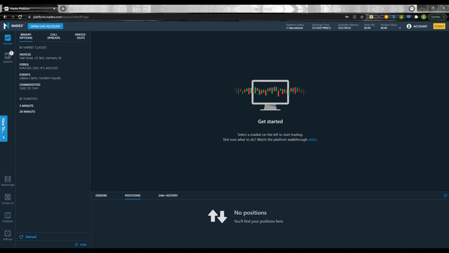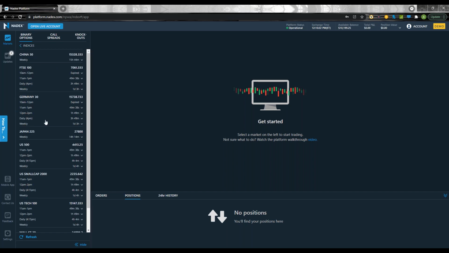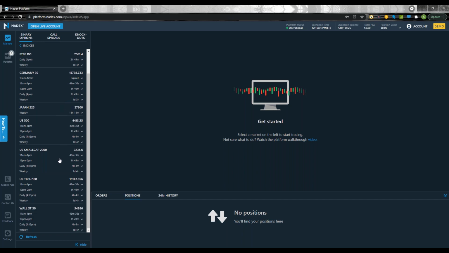Now, let's see, what do we want to do today? We'll go into an index. We'll start with one of these indices first, and let's scroll down to the US 500 here. That's a fairly popular one, been popping recently, all the way up to 4,400 here. First of all, you have all of your markets here on the left-hand side. You can also see the indicative price straight away, without clicking into anything, directly next to the market itself. Underneath all the markets, you have your expirations.